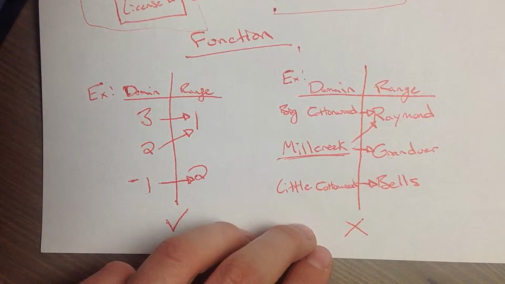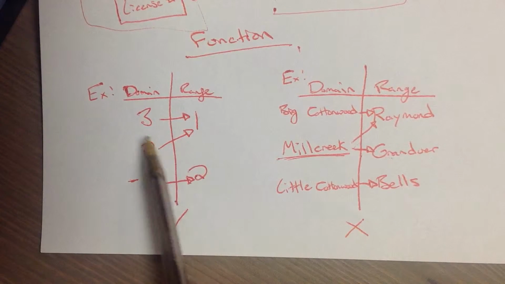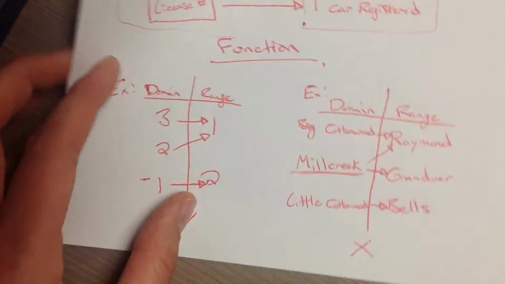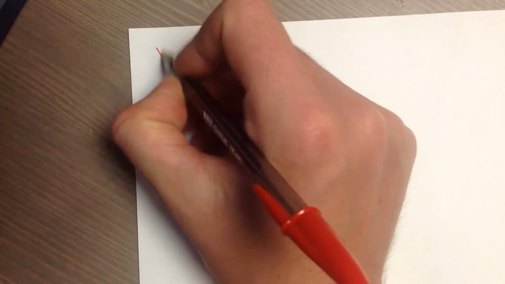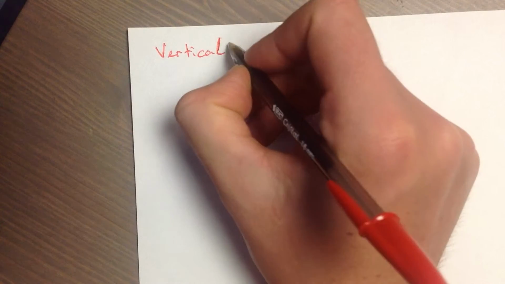When looking at a set of ordered pairs, we can look at just the list of points, and then if any of the x values repeat to different y values, then it's not a function. If we want to look at a graph, there's a way to tell graphically also if something is a function, and it's what's referred to as the vertical line test.